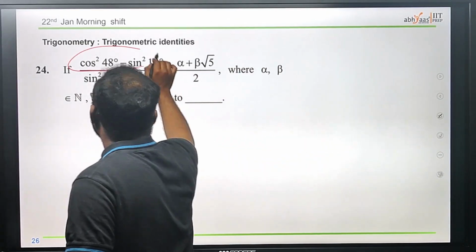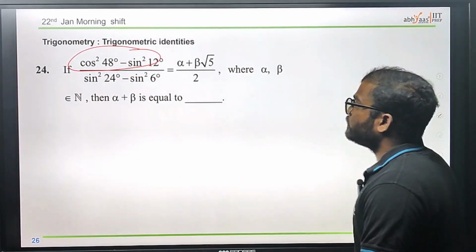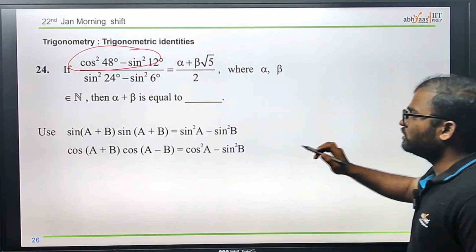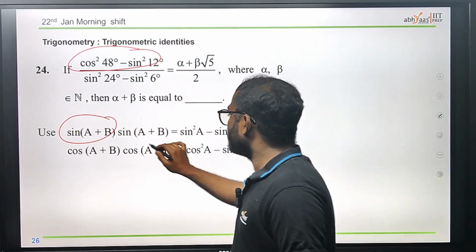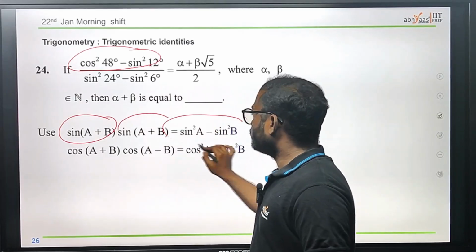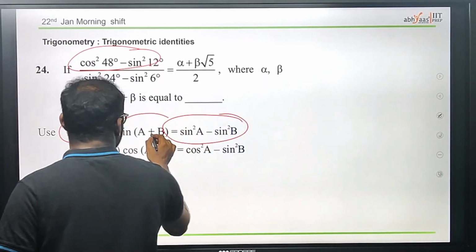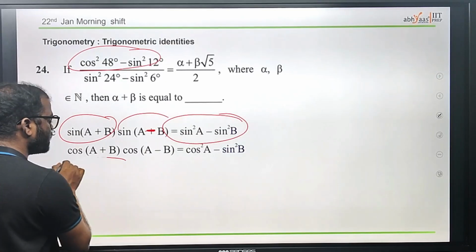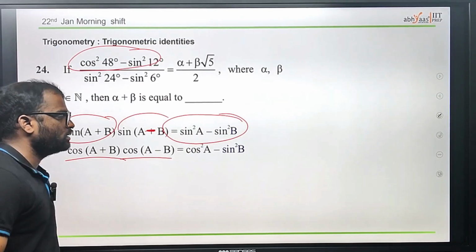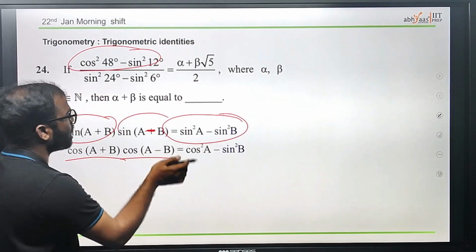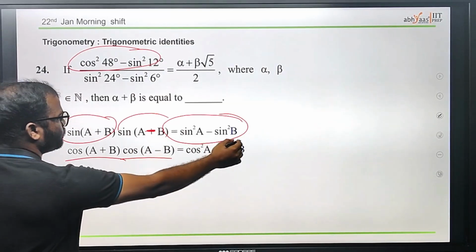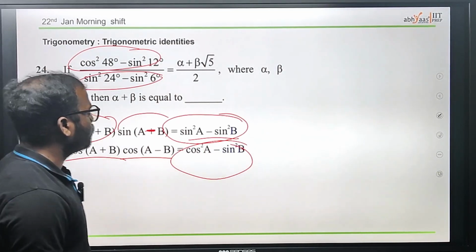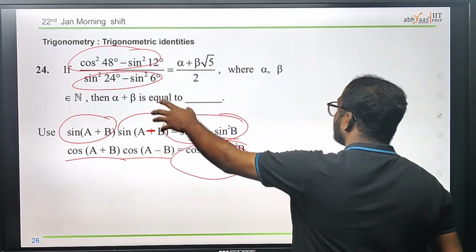We just need to use the formulas for sine of a plus b, sine of a minus b, and cos of a plus b, cos of a minus b. By using these formulas, we just have to substitute those. This one is the denominator and this one is the numerator. By using this, we can solve it.